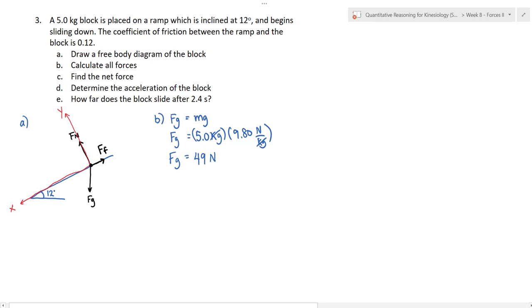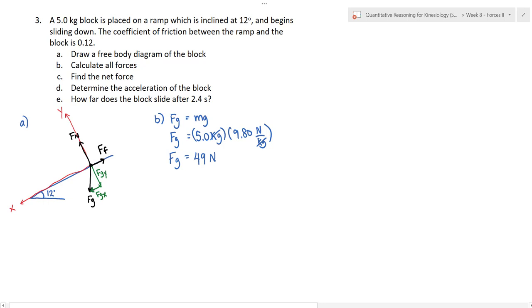We can decompose the force of gravity to have a component that's parallel to the y direction and a component that's parallel to the x direction. So this would be the Fgy because it's in the y direction, and this one would be Fgx because it's in the x direction. And the hypotenuse, which is drawn in black, is the Fg.